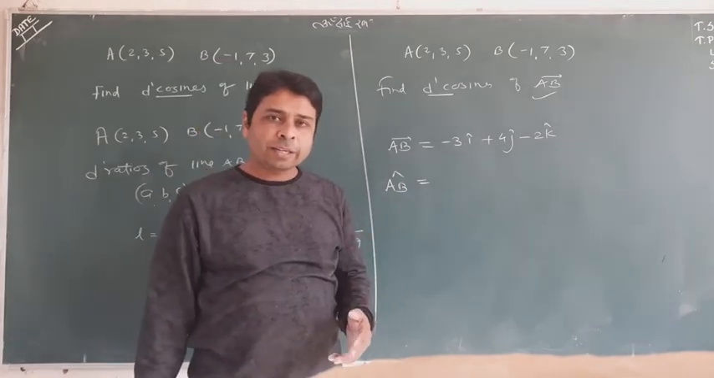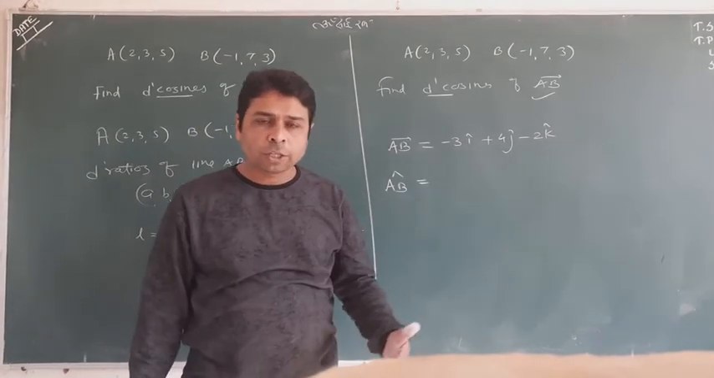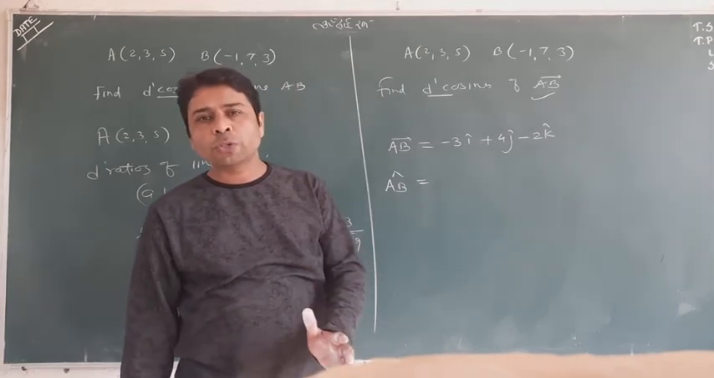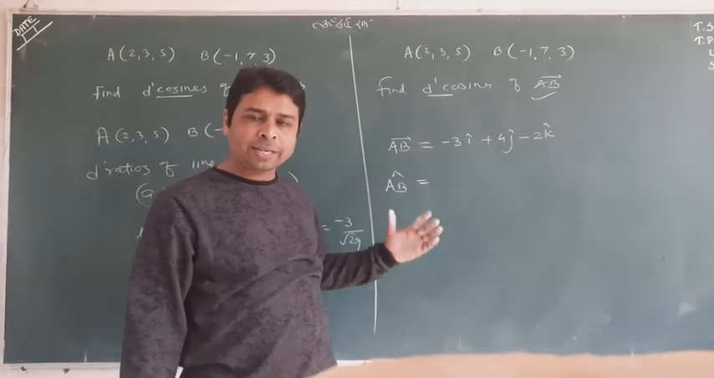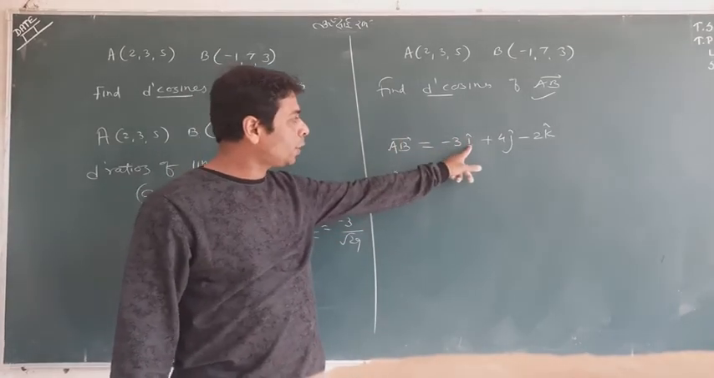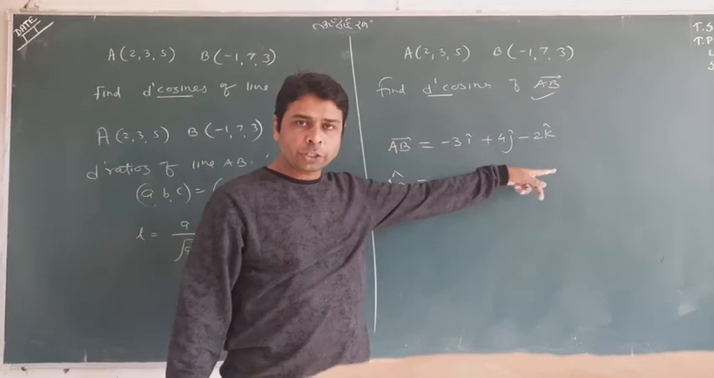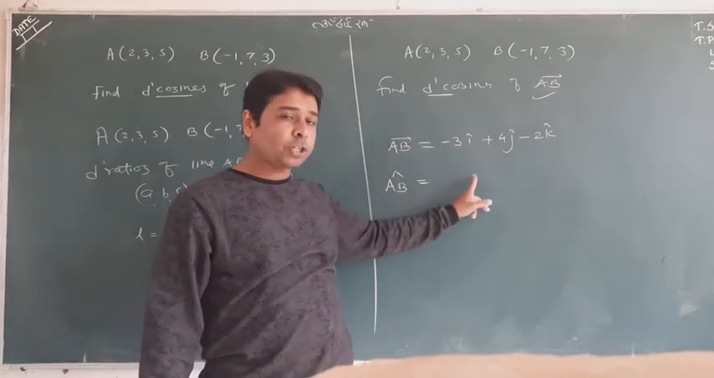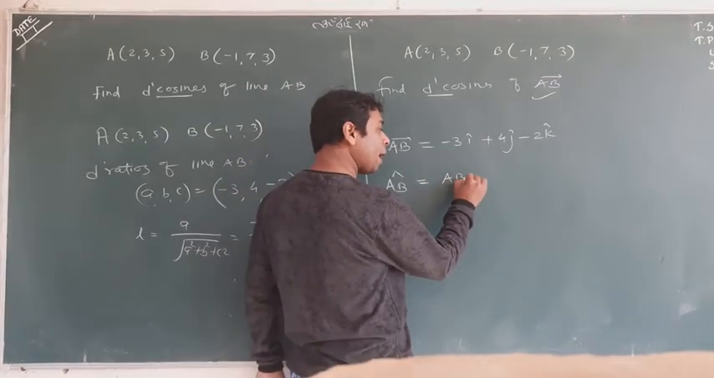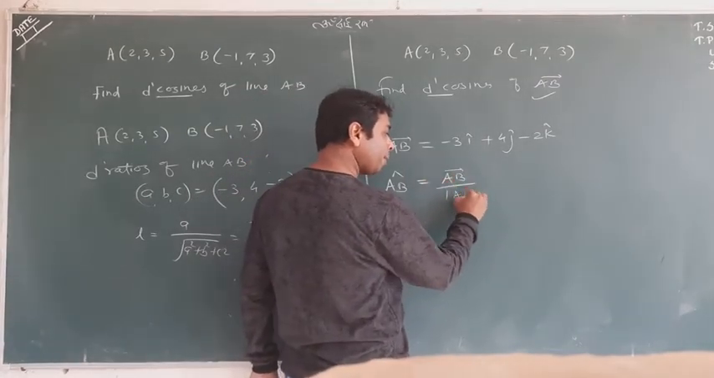Again I repeat my sentence, I want to recall your knowledge. Whenever you want to find the direction cosine of any vector, find its cap. Because in an ordinary vector, the coefficients of IJK are direction ratios, but in the cap, the coefficients of IJK will be cosines. How can we find it? Cap vector AB is vector AB upon mod AB.